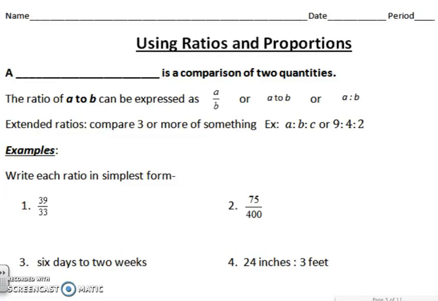Alright, so in this video we're going to learn about ratios and proportions, and hopefully it's a review from middle school. But a ratio is a comparison of two quantities, okay? So we're going to be comparing two things.